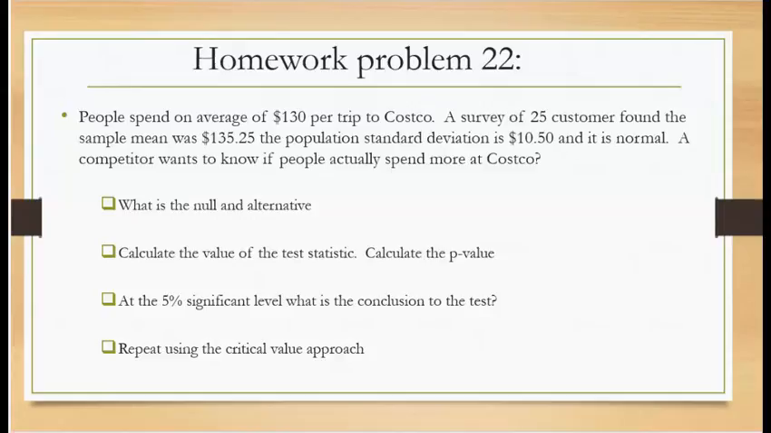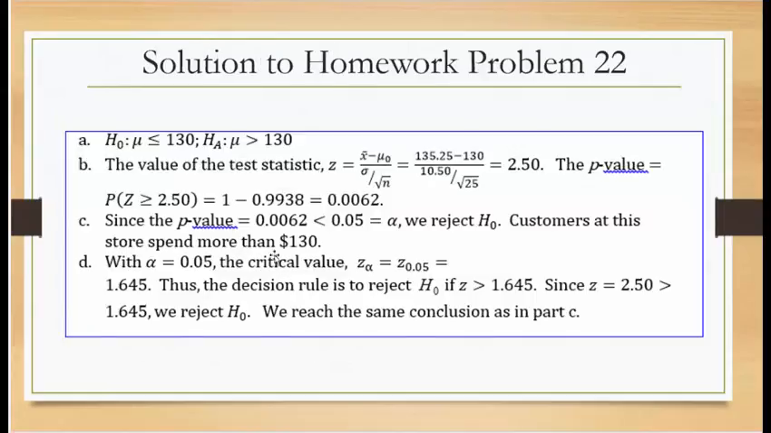So let's take a look here at the answer. We had to calculate the value of the test statistic, calculate the p-value, and at 5%, state our conclusion. So here we go. We have our null set up that mu is less than or equal to 130, because that's what we had said, that the average person spends $130 at Costco, and our alternative is greater than 130. And then we run our test statistic just like this.